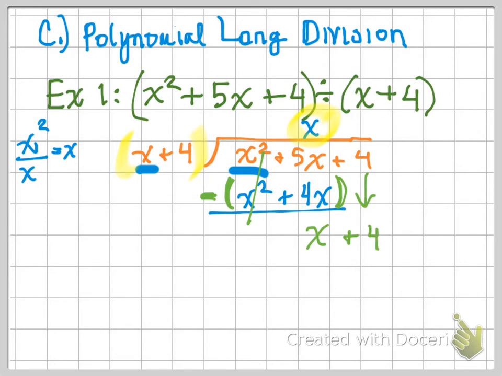Okay, so now I'm thinking, how many times does x plus 4 go into x plus 4 down here, right? And, well, they're the exact same thing, so how many times does something go into itself? Just one time. So I'm putting a plus 1 up top, and then what is 1 times x plus 4? It's x plus 4, right? I can subtract here, but I'm just going to get 0. So there is no remainder.